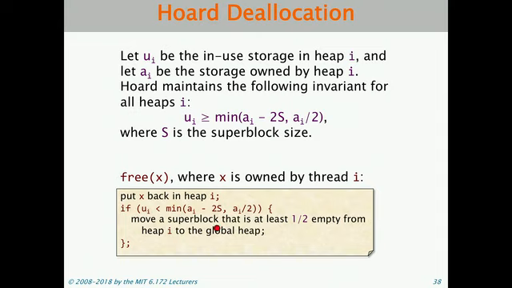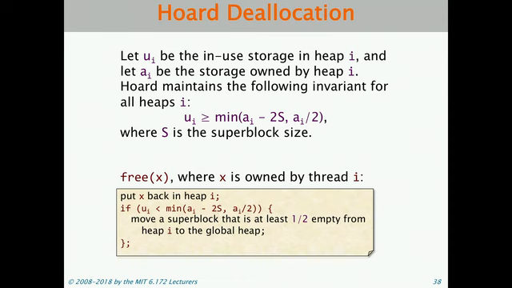Because if it's smaller than this, it has to be smaller than A sub I over 2. That means there's twice as much allocated than used in the local heap I. And therefore, there must be some superblock that's at least half empty, and you move that superblock or one of those superblocks to the global heap.